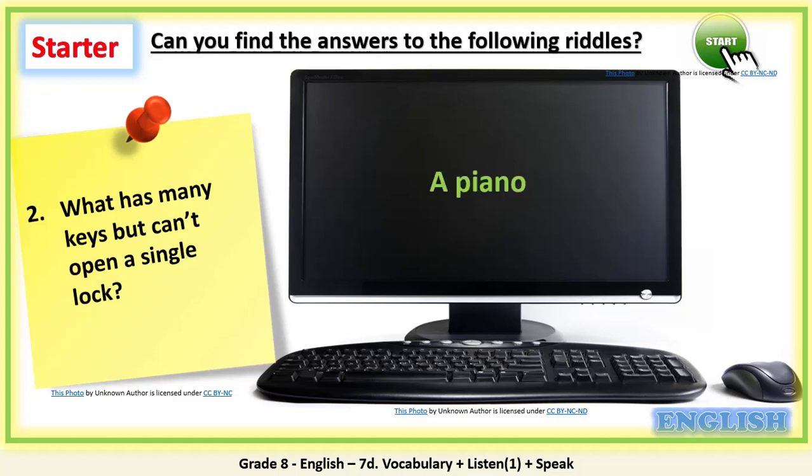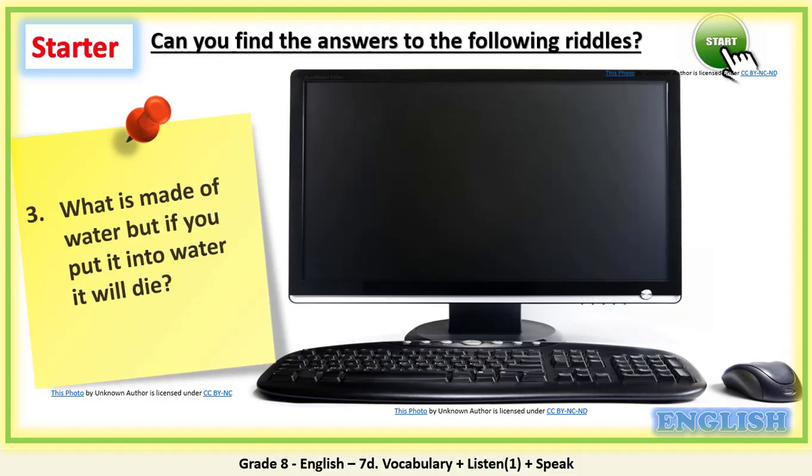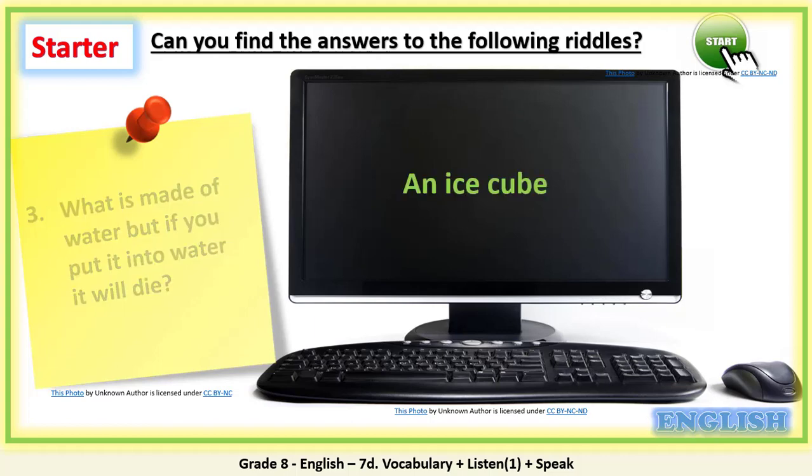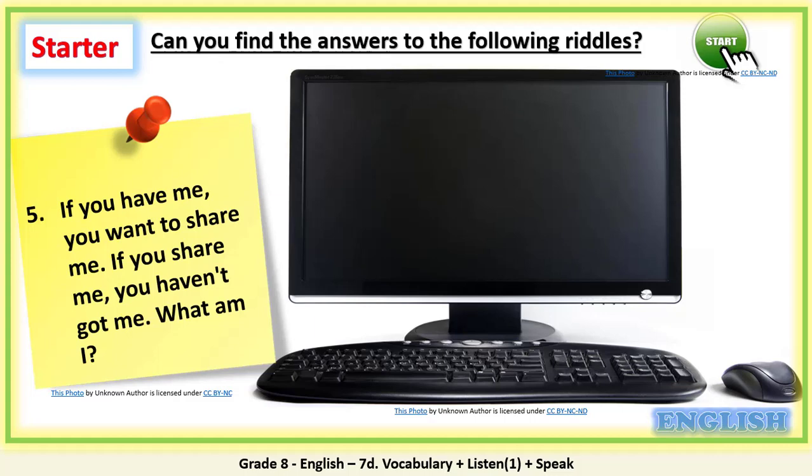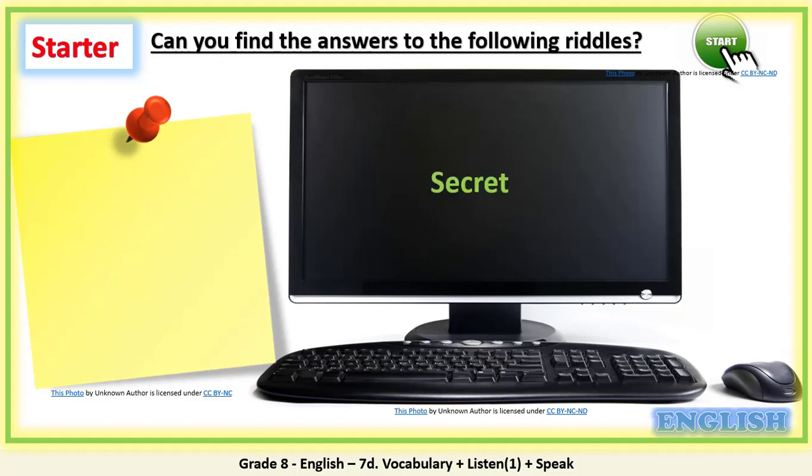A piano. Great. Number 3. What is made of water, but if you put it into water, it will die? An ice cube. Number 4. What has an eye but can't see? A needle. Good. The last one, if you have me, you want to share me. If you share me, you haven't got me. What am I? Secret. Great.